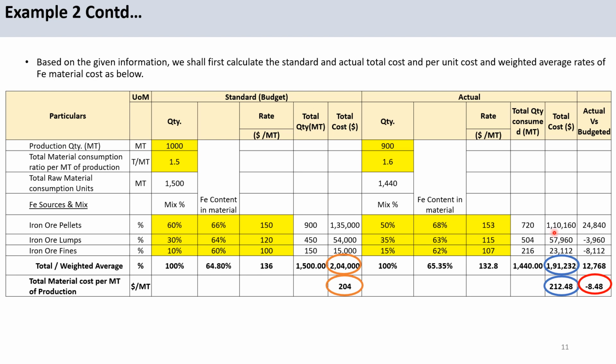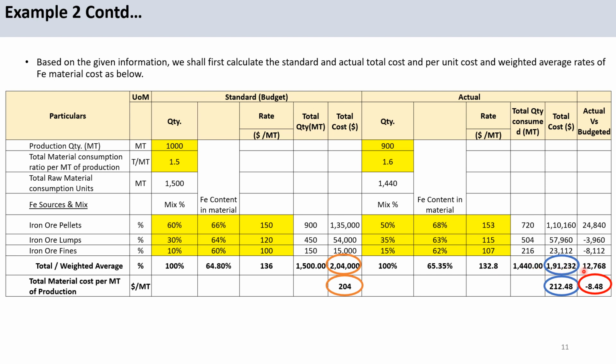We consumed a total cost of $110,160 for pellets, $57,960 for lumps, and $23,112 for fines, and total cost becomes $191,232. And if we divide that by 900 tons, we get a weighted average cost of raw material per ton of production of $212.48, which is higher by $8.48. So it is a negative variance.